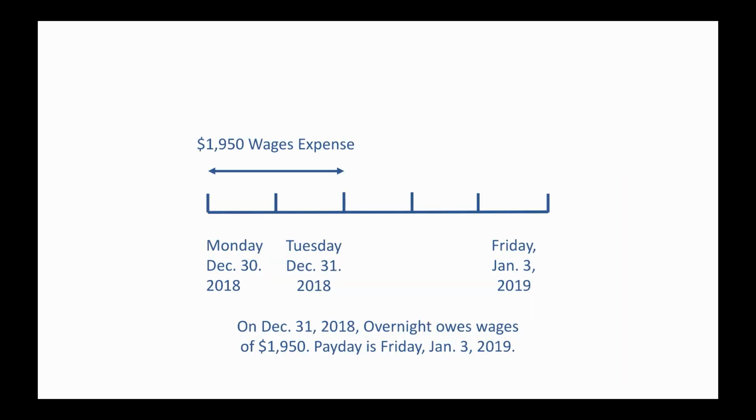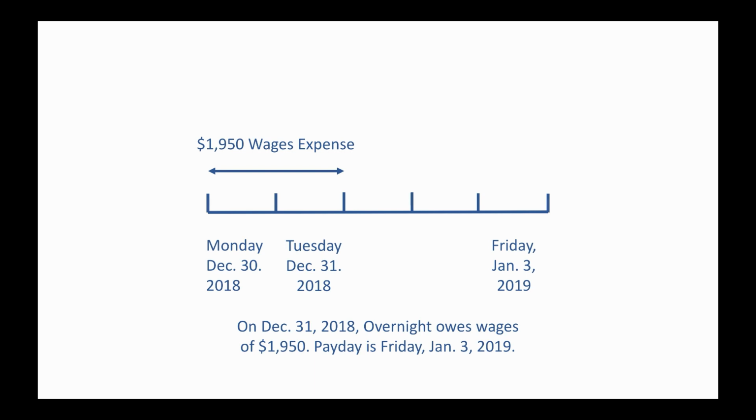Overnight, like many businesses, pays its employees every other Friday. This month, however, ends on a Tuesday, 3 days before the next scheduled payday. Thus, Overnight's employees have worked for more than a week in December for which they have not yet been paid. Time cards indicate that since the last payroll date, Overnight's employees have worked a total of 130 hours. Including payroll taxes, Overnight's wage expense averages about $15 per hour.